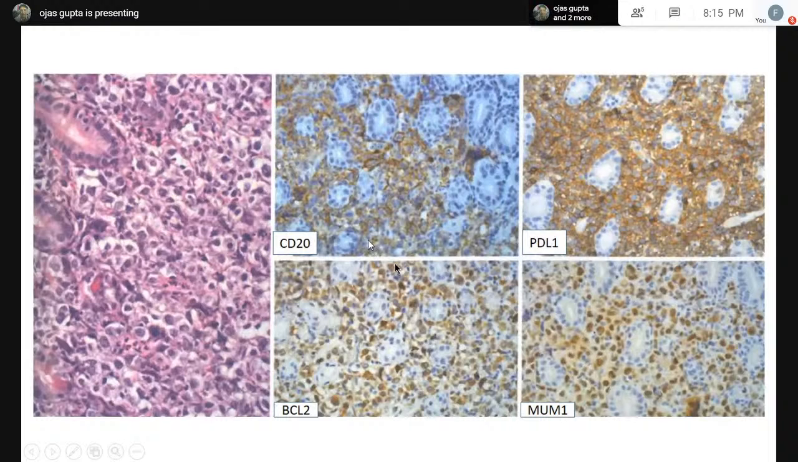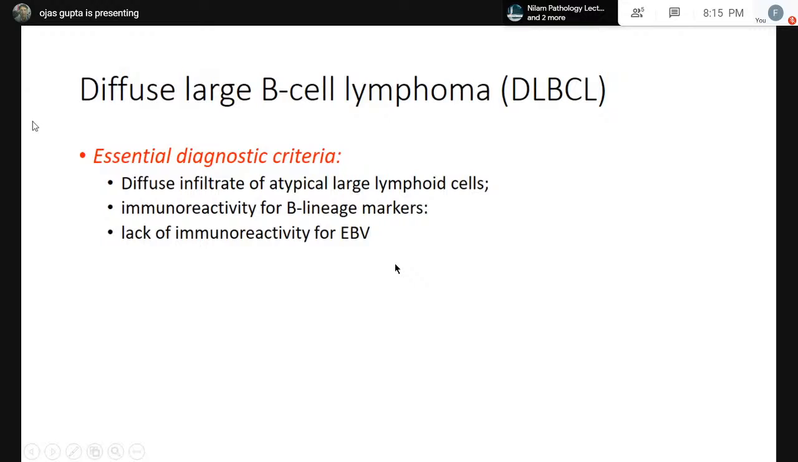These cells show strong membranous positivity for CD20. They show positivity for BCL2. More than 40% of these cells were positive for MUM1, and they were also positive for PDL1. So MUM1 is a post-germinal center marker. So the diagnosis is diffuse large B-cell lymphoma, ABC phenotype.